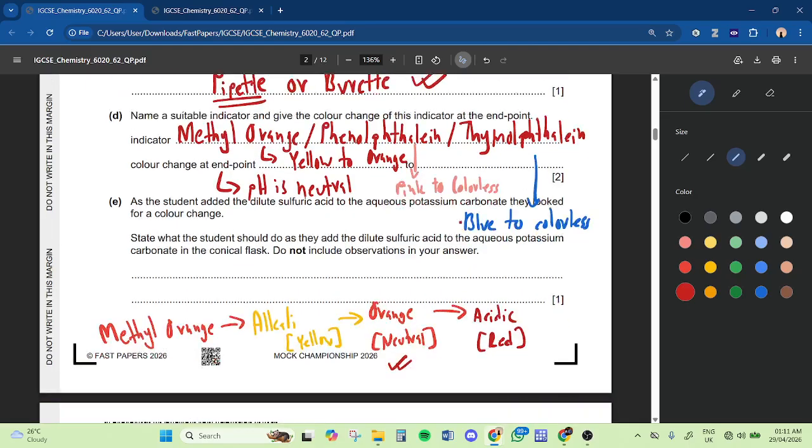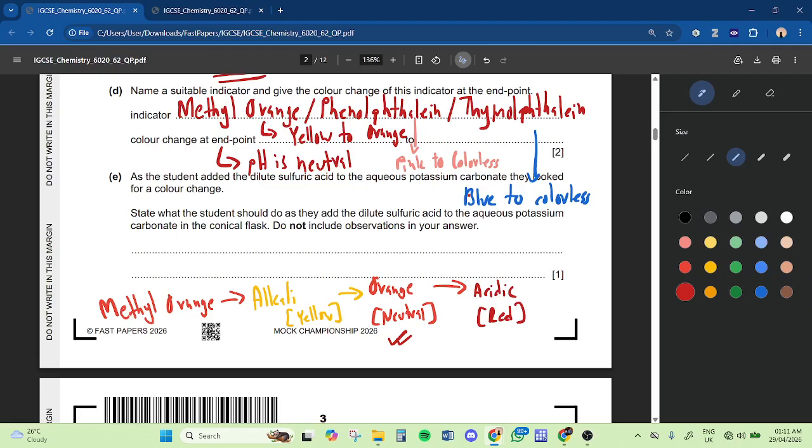All right, so our next one is: as the student added the dilute sulfuric acid to the aqueous potassium carbonate, they looked for a color change. State what the student should do as they add the dilute sulfuric acid to the aqueous potassium carbonate in the conical flask. Once you get to A levels, you're going to do experiments in the lab yourself. Everyone has to do a lab practical. And the thing you're told to do whenever you're doing titration is to always swirl the flask. This ensures an even mixing of the acid and the alkali and makes sure that the reaction is happening at a proper rate.